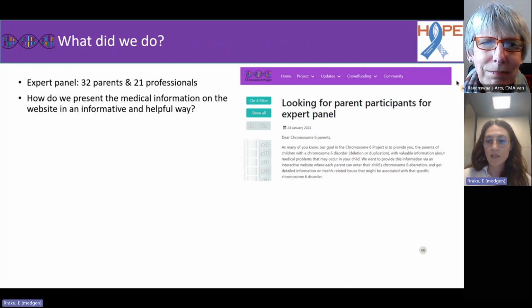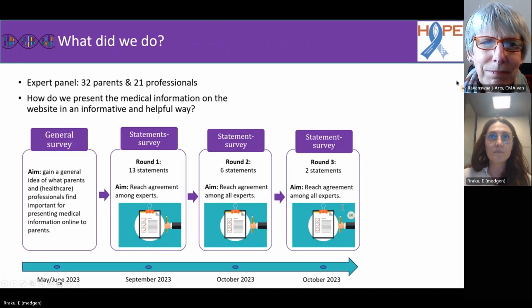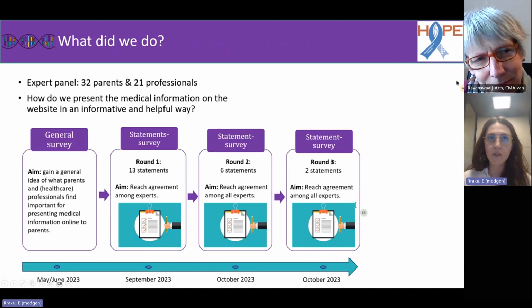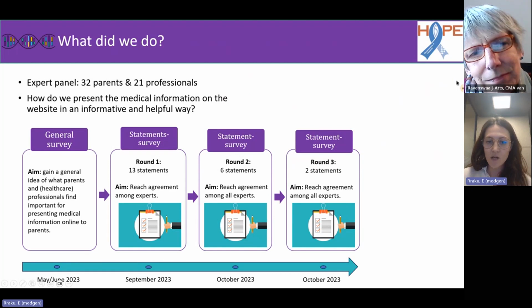So how are the expert panel members helping us? Well, primarily by filling out a number of surveys. At first, in May last year, we sent out a general survey, and this survey consisted of questions on what parents and professionals find important when accessing medical information online. For example, we had questions like, is the impact that a feature has on the child's health more important than how often a feature is seen in children with a similar aberration? And this sort of questions. Now, this was a very detailed survey, and we learned a lot from the responses of the expert panel members.